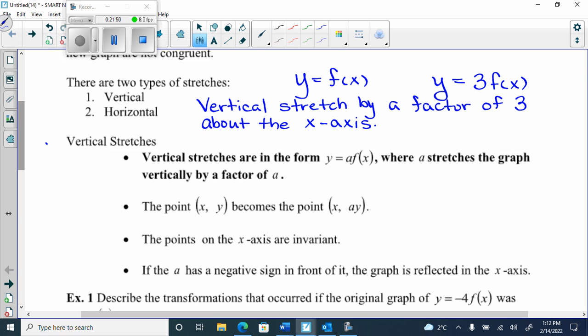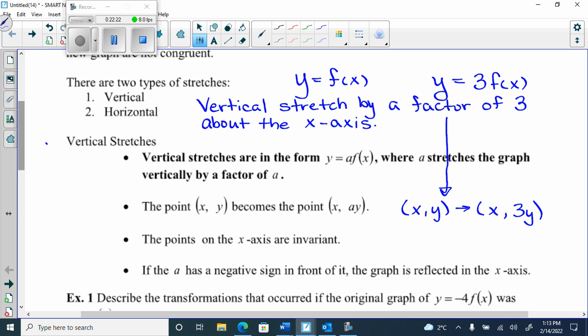Okay, so here the point (x, y) becomes (x, ay). So your mapping, for this specific example, (x, y) would become (x, what? 3y). Your vertical stretches multiply your y's. So like I said, if it's in the bracket with the x, it'll affect the x in mapping. If it's not in the bracket with the x, it affects the y in mapping. So the outside stuff affects the y's, the inside stuff affects the x.